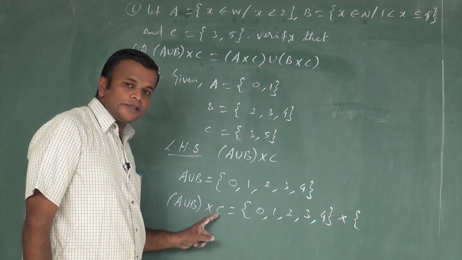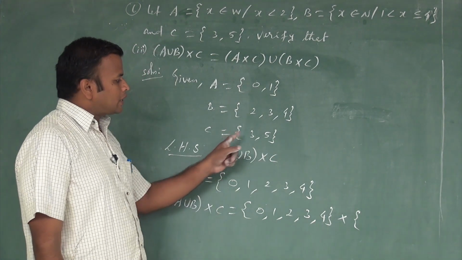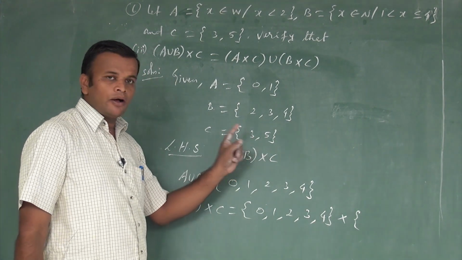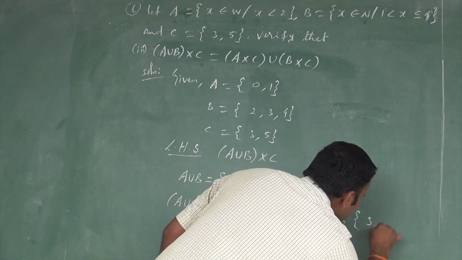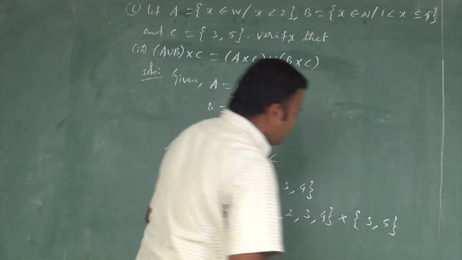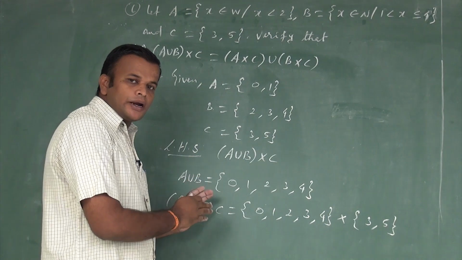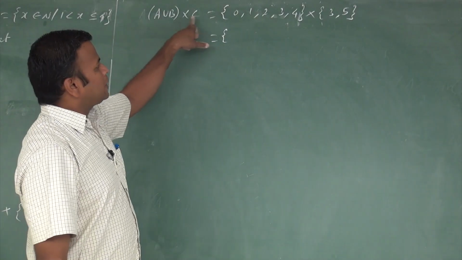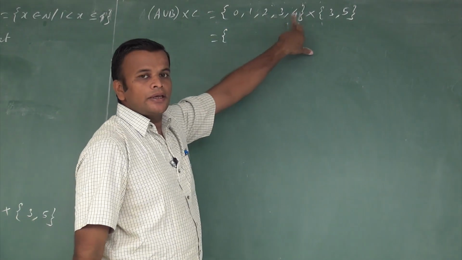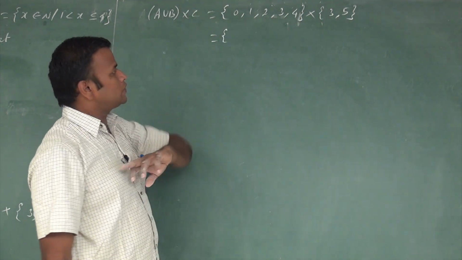The next set is C. What are the elements contained in the set C? 3, 5. Now to find the Cartesian product of these two, A union B cross C: the values of A union B cross 3, 5, the values of C.